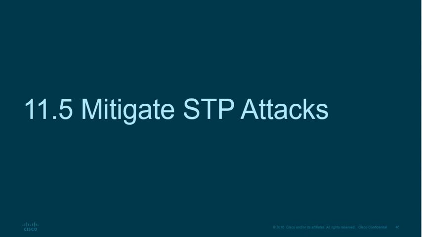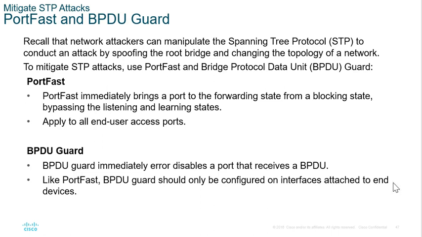Finally, let's look at how to mitigate Spanning Tree Protocol attacks. Okay, so the way a threat actor tries to attack the Spanning Tree Protocol is by sending BPDUs. In the BPDU, they can try to send a more superior switch's bridge ID in order to make the threat actor the root bridge. So how we want to prevent that is by using one, PortFast, and two, BPDU Guard.